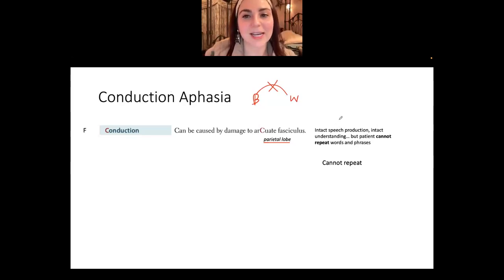Something interesting here is that speech production is fine, because we're not physically affecting Broca's. On the contrary, comprehension is fine because Wernicke's is not affected. Wernicke's is good, Broca's is good, so we can speak, we can understand, but the only indication that this is a conduction aphasia is you can't repeat.